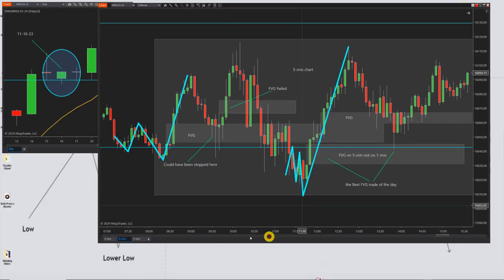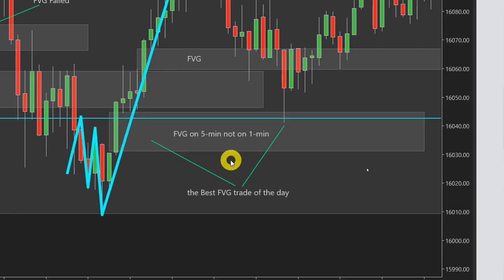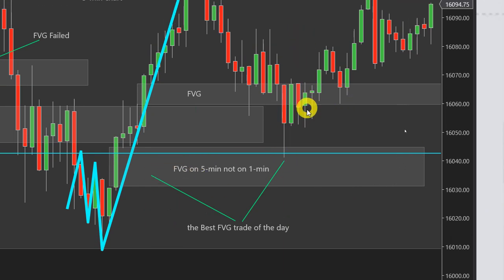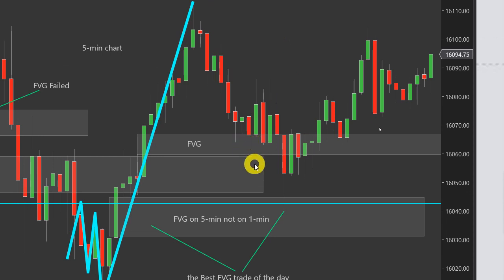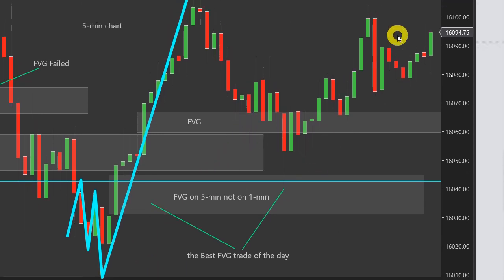Let's go back to the 5 minute. Here we see it more clearly, the gap and the test. And this was probably the best trade. This one would have stopped us out for a loss. This one would have been a pretty good move.